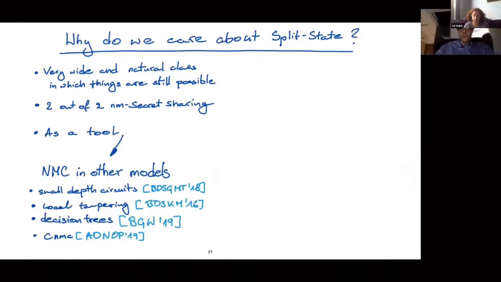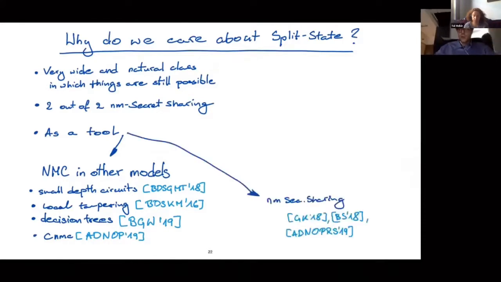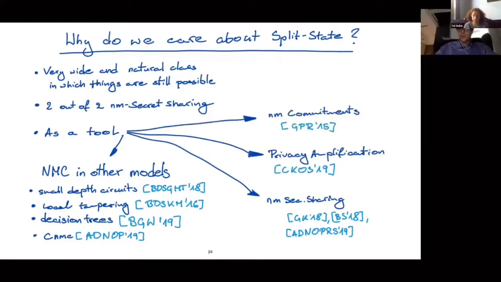What are the other applications? Well, we can use them in non-malleable secret sharing. The ADNOPRL paper uses it as a building block. There are connections with privacy amplification. There are connections with non-malleable commitments.